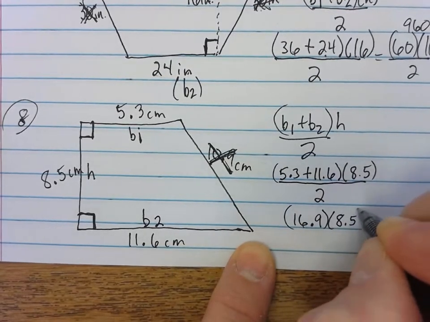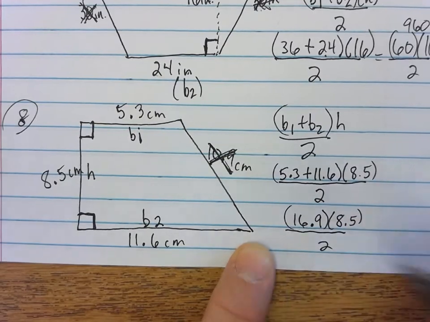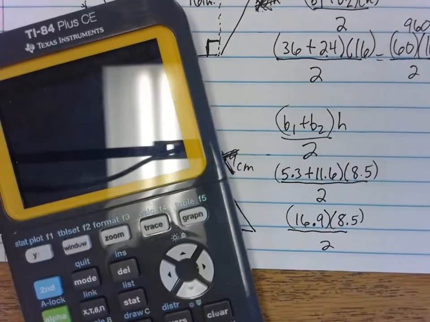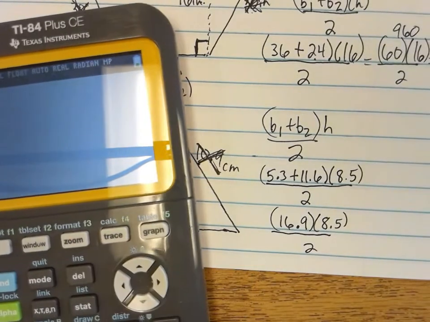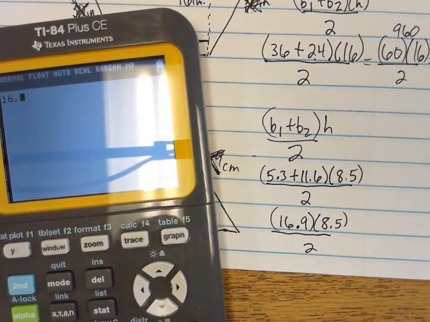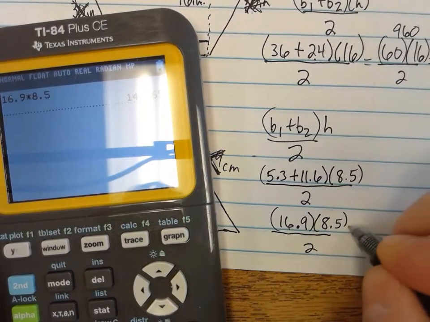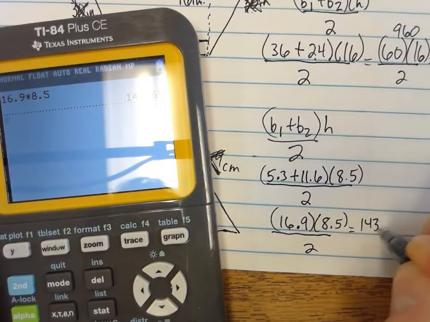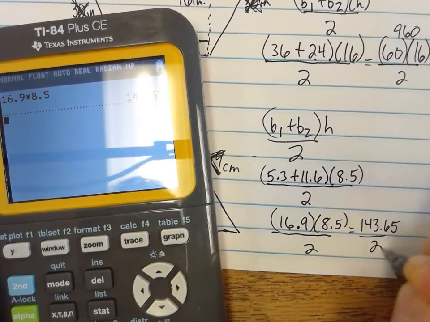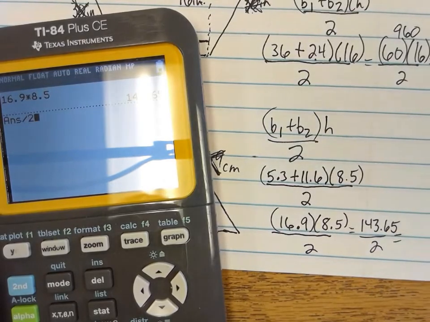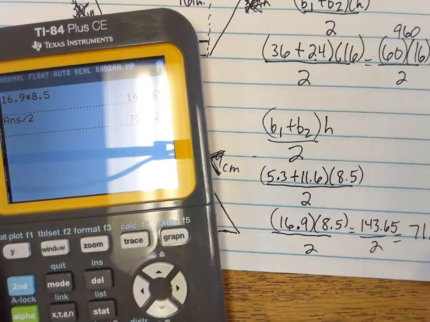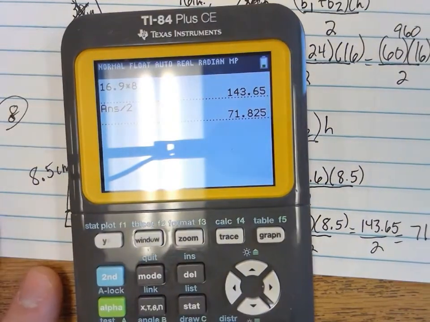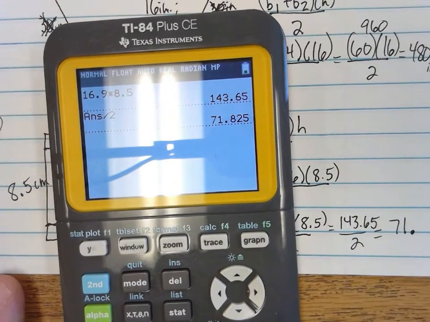Now I cannot do that in my head. All right, I'll just go ahead and tell you. I could work it out on paper, but I don't know it by heart. So 16.9 times 8.5 is 143.65, and we're going to divide that by 2, which would be 71, and they would probably round that to the nearest tenth if I was guessing. All right, so that'd be 71.8.